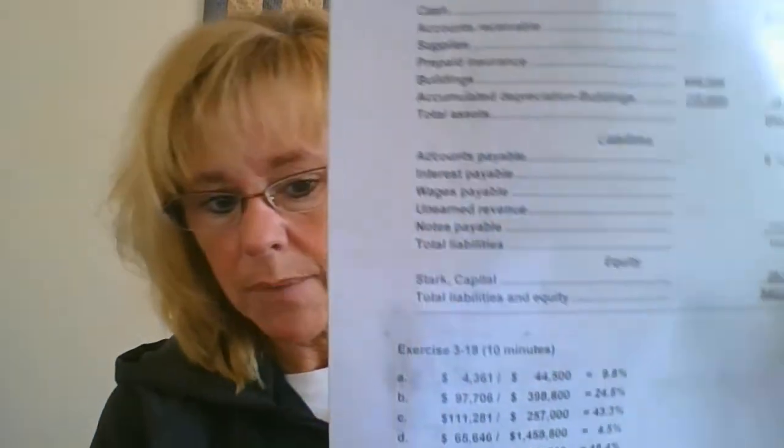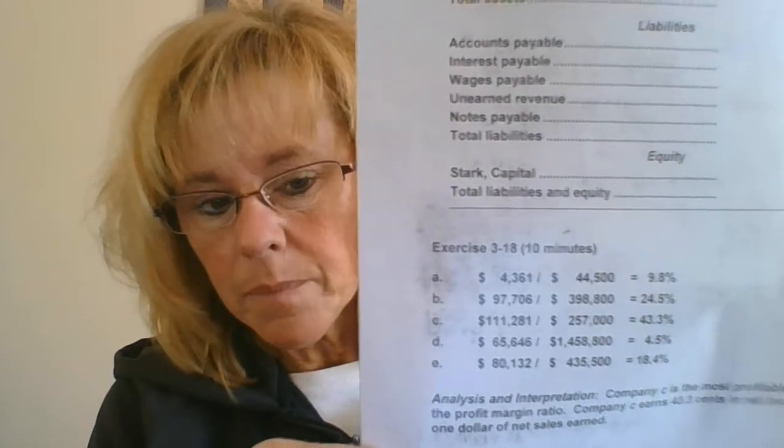Now, the two ratios that you're going to have are profit margin and current ratio. And for both of those, we did some different exercises and quick studies. So I'm just going to show you the profit margin ratio for exercise 3-18 from chapter 3, and we'll go over that one in a second here.